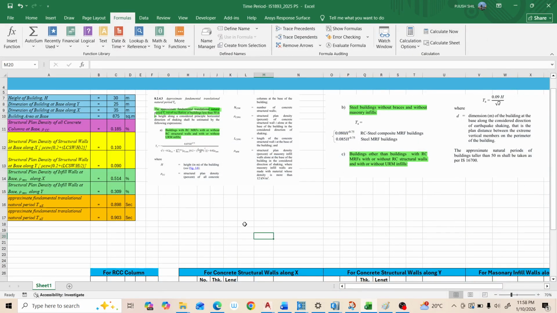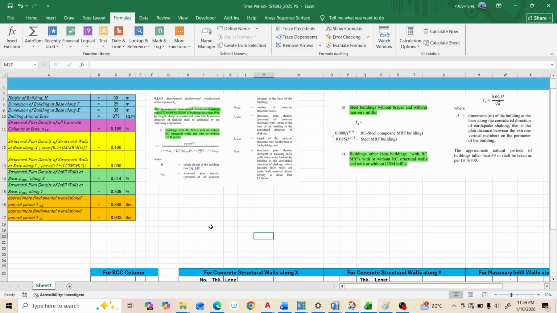Hello everyone. Today I came with another very informative topic that is related to IS 1893 current revision 2025. In this revision, clause 8.2.43, they have included one formula to calculate time period.